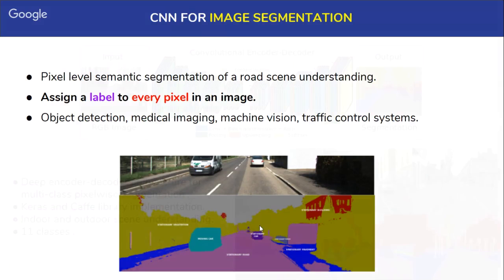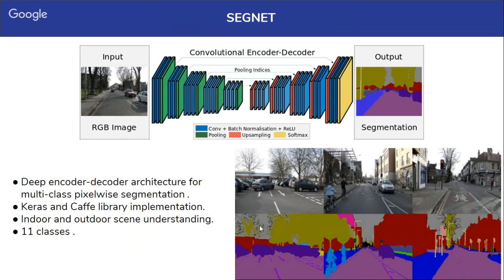There is a very famous architecture called SegNet. This was from Cambridge University. They have their own dataset, the Cambridge-driving Labeled Video Database, for road scene understanding. They built it for 11 classes, where they have sidewalk, trees, buildings, persons, fences, and several other things.